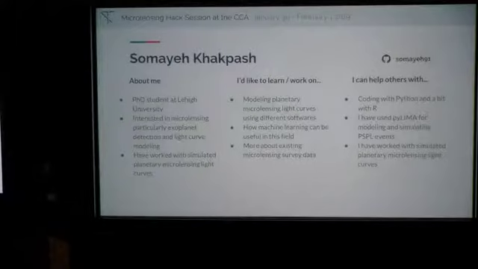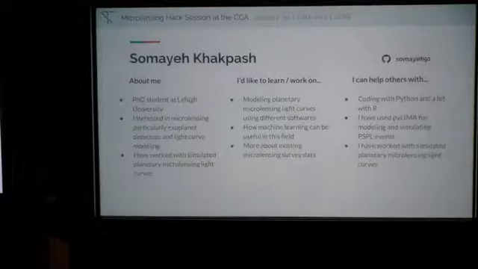Hi, my name is Samaya Khakpash, and I'm a PhD student at Lehigh University. I'm interested in microlensing, especially detection and light curve modeling. I have experience working with simulated planetary microlensing light curves. I would love to learn more about modeling binary lens microlensing light curves, and also learn about machine learning and its uses in this field. I also wanted to learn more about the existing microlensing survey data.